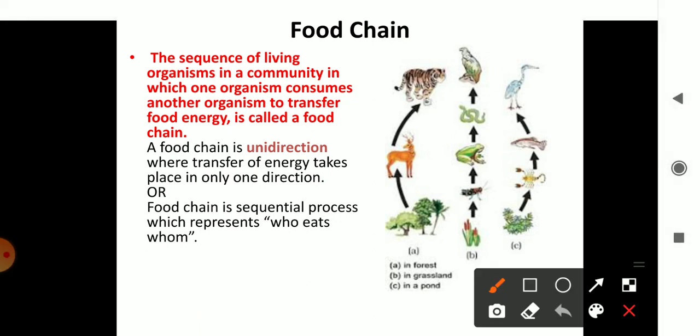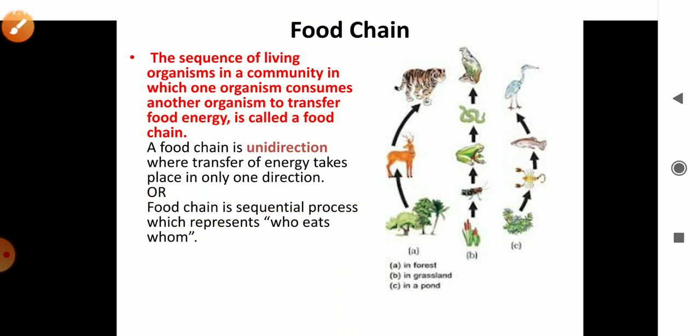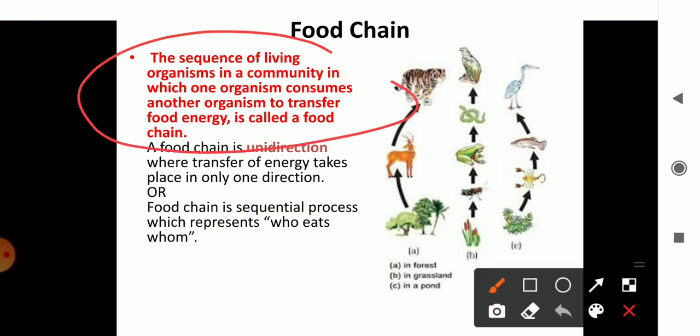Energy, as I said, flows through the members of the biotic community in the form of food by the process of eating and being eaten. This sequential process, which represents who eats whom, is what is called a food chain. Or in other words, a food chain is a sequence of living organisms in a community in which one organism consumes the other organism to transfer energy as food. This is what is called a food chain.